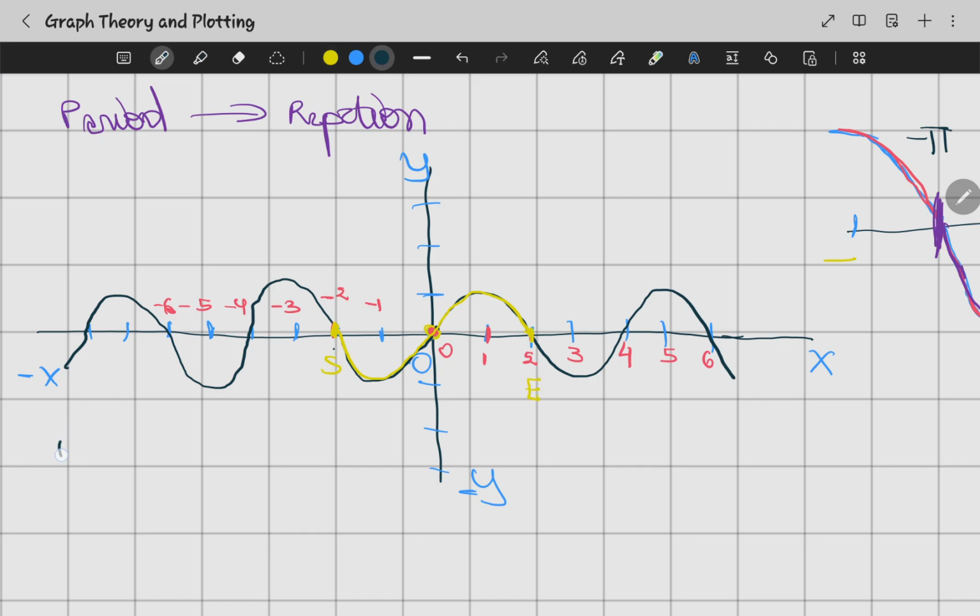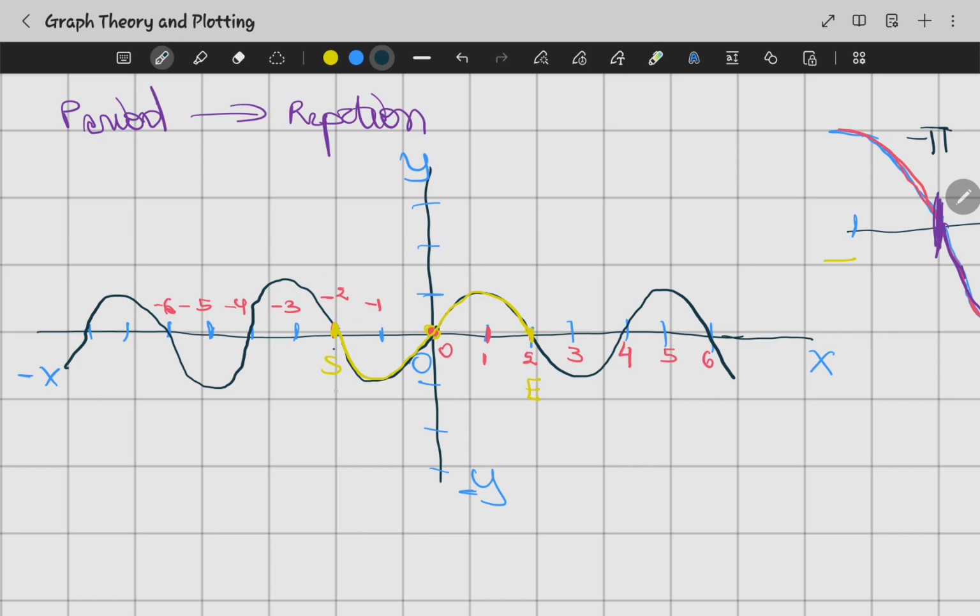I could say period equals, let's just go with this formula: ending point minus starting point. It's actually positive, whatever you see. So let me just, instead of using a formula, we can just count. Let's just count what we have.